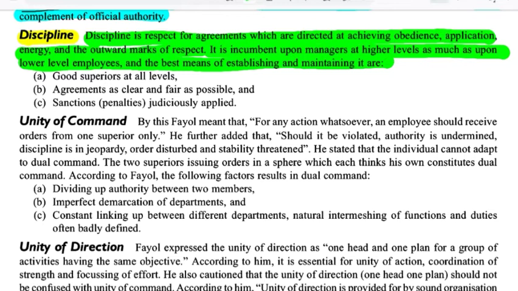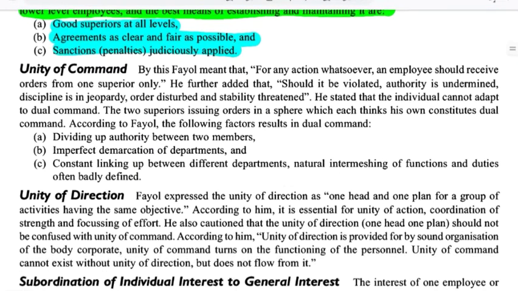It is essential for the growth of the company, because in the absence of discipline, every person in the organization will come at their own time. There will be no fixed working hours for the employees. Discipline is respect for agreement, means you have agreed to the terms and conditions of the company, and discipline is respect for that only. The best means of establishing and maintaining it are good superiors at all levels, agreements as clear and fair as possible, and sanctions, penalties judiciously applied.